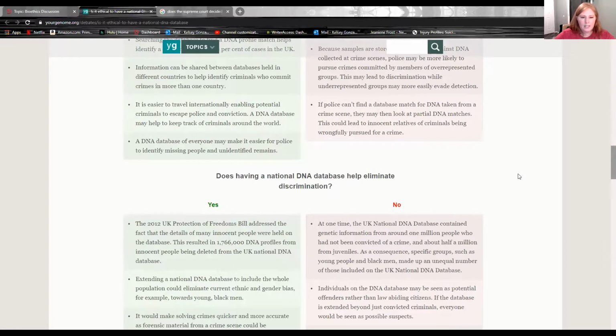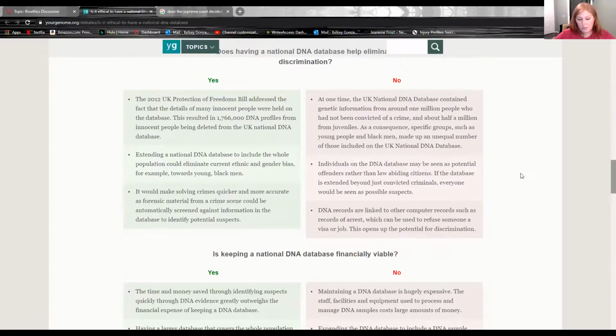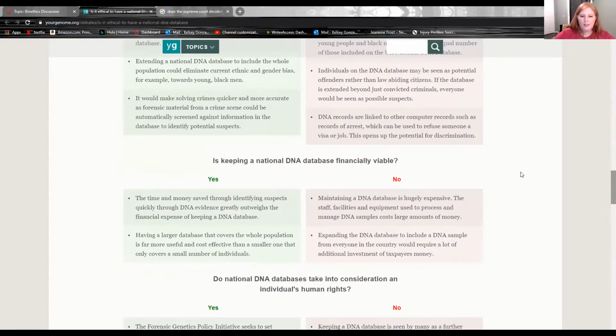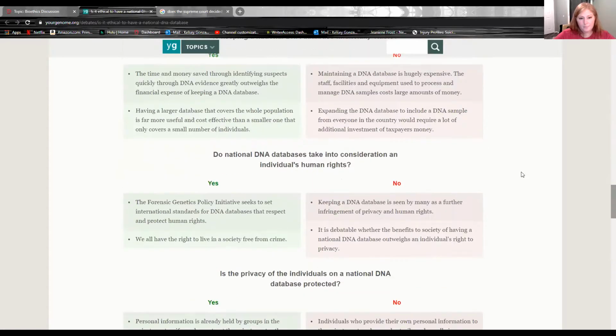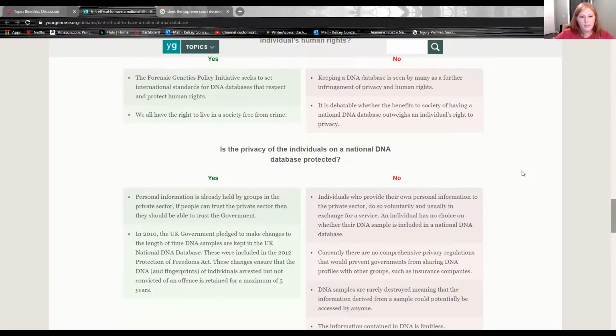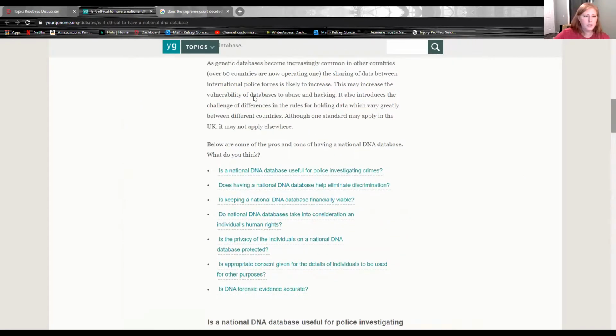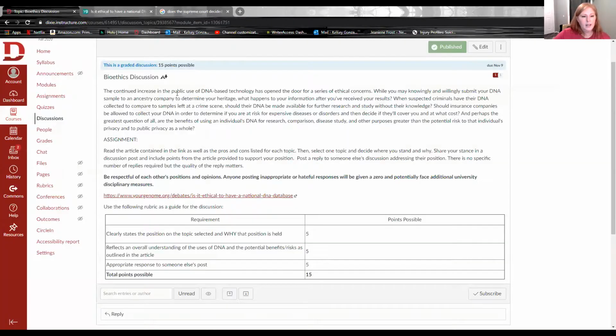Does having a national DNA database help eliminate discrimination? Gosh, yes or no. Is keeping a national DNA database financially viable? Does it take into consideration an individual's human rights? Is the privacy of these individuals protected? So on and so on. Okay, that's the article you're going to read in those topics.